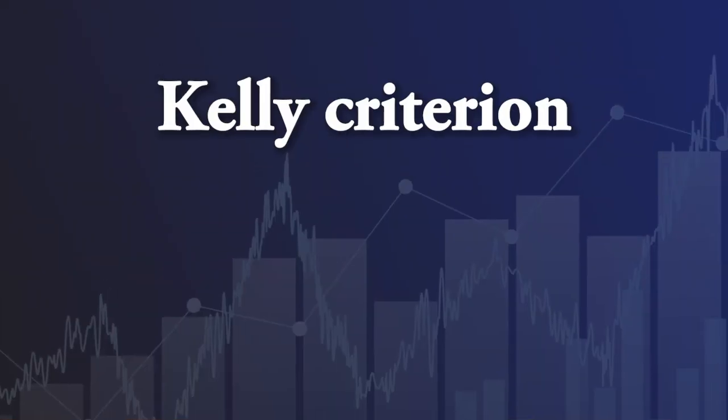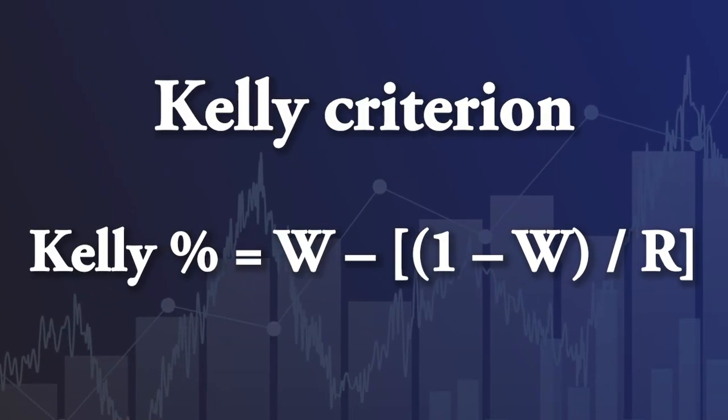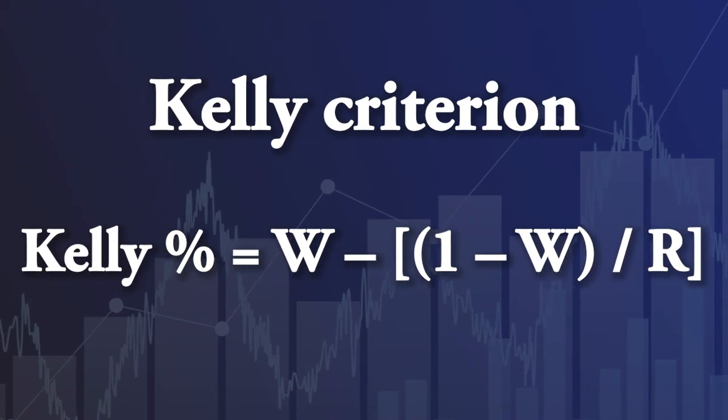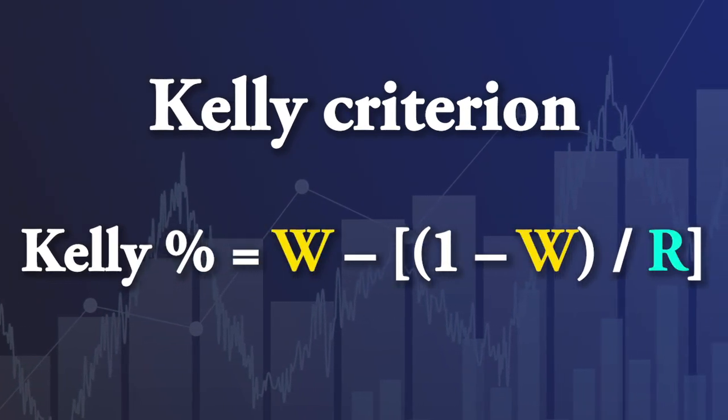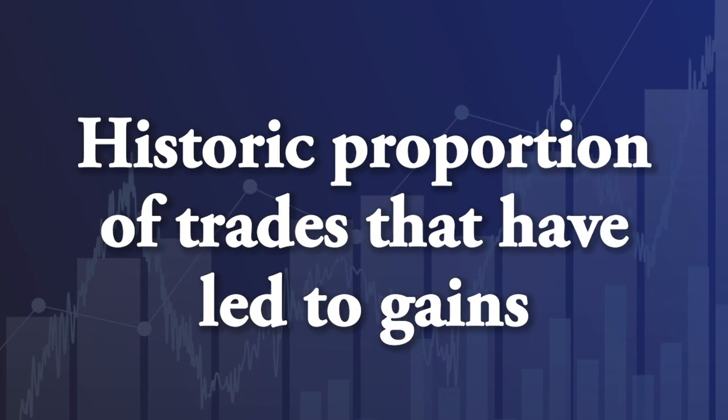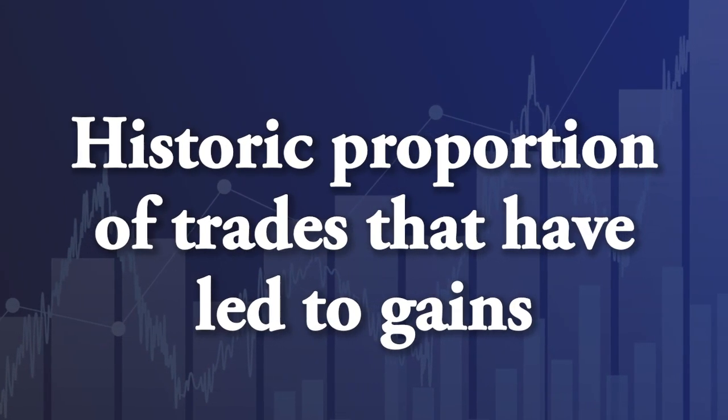So I'm going to put a formula on the screen now. It's going to look complicated, but it's really not. This is the Kelly criterion, and we need just 2 reliable indicators to go into this equation. Let me show you them here. We have a W and an R. The W is really simple. That's our win probability. That's the historic proportion of trades that we've made that have led to gains.